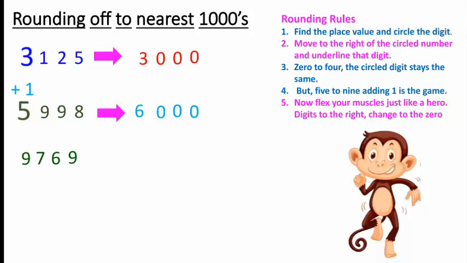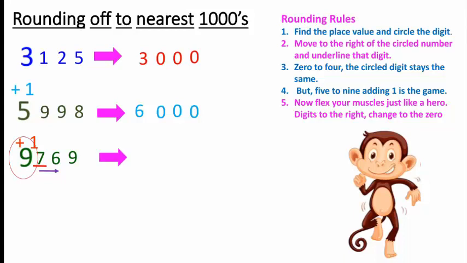9769. Fine. Now you find out the thousands place digit over here. So what is that digit? It is 9. Place a circle. After placing a circle, find the next door digit. So while finding, we have got a next door digit as 7. Place an underline. After placing an underline, you have to see whether this underlined digit is equal to 5 or greater than 5. If it is so, we have to add 1 to the circled digit.